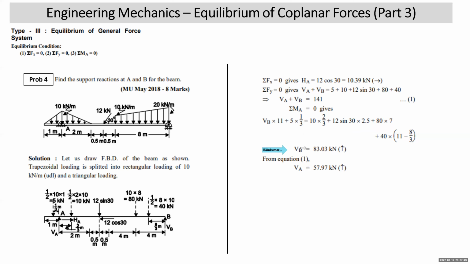Once the value of VB is obtained, 83.03 kilonewton, it came positive, that means assumed direction is correct. Then value of VB is substituted in equation number 1, you get the value of VA 57.97. Oh, this is all being understood. I have kept a common capstone here, equilibrium conditions for general force system, sigma fx, sigma fy, sigma ma, which we have been using in all these sums.